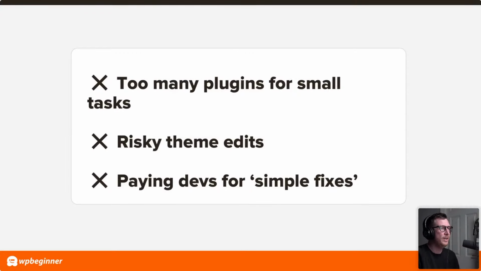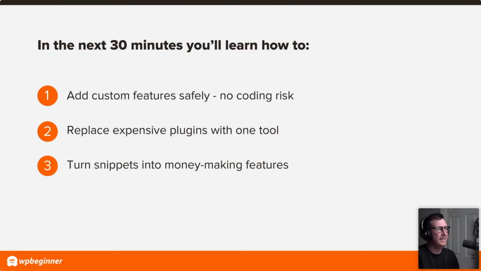So what we're going to do in this workshop is stick with me for the next 30 minutes, and you'll walk away with a system that can save money, save time, and also actually make you more revenue. And I'm going to go through that step by step. So we're going to be adding custom features safely. We're going to replace expensive plugins with one tool and turn snippets into money-making features.